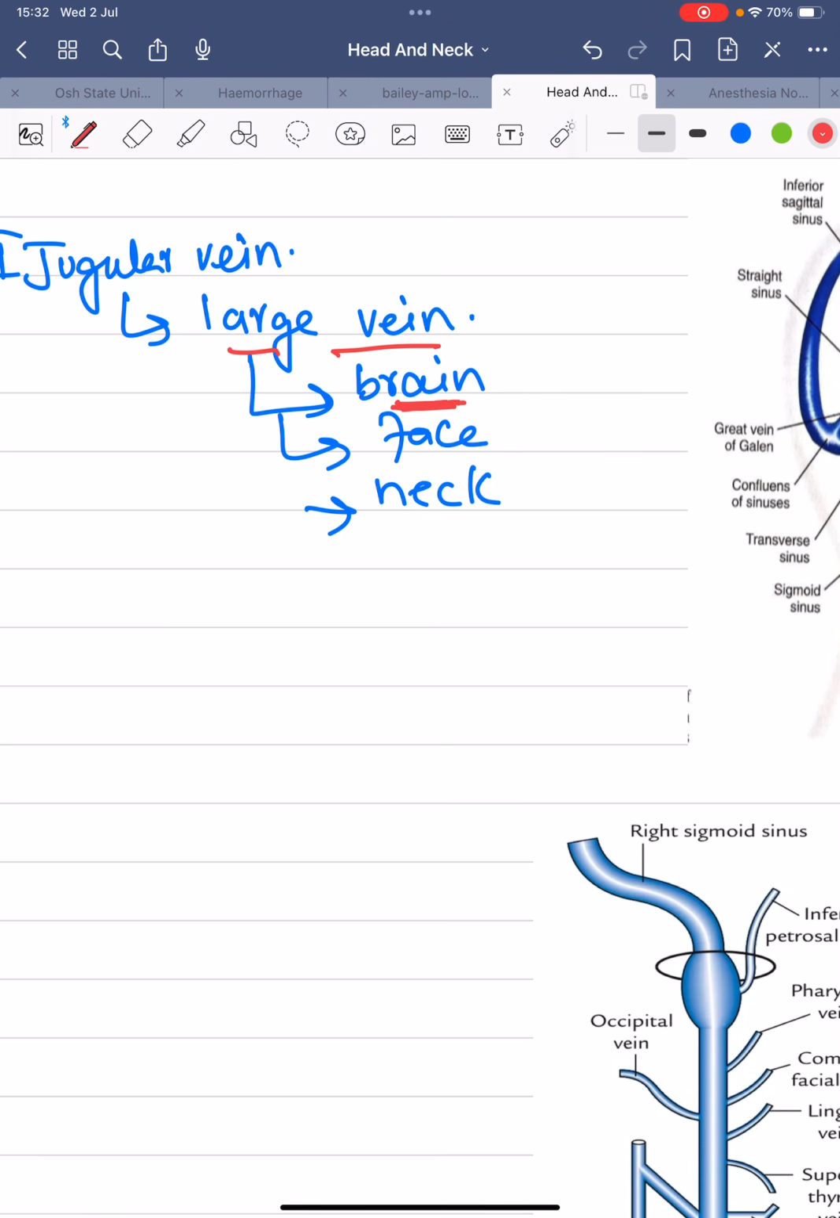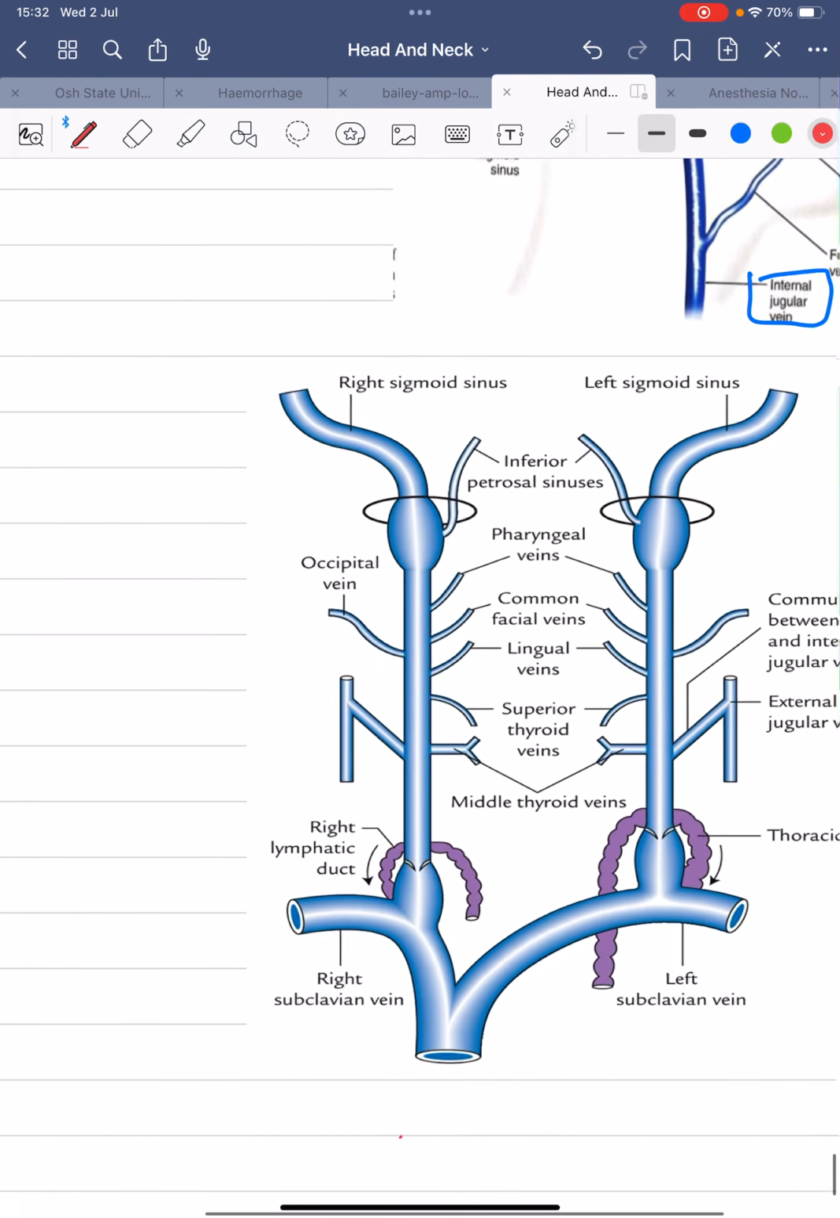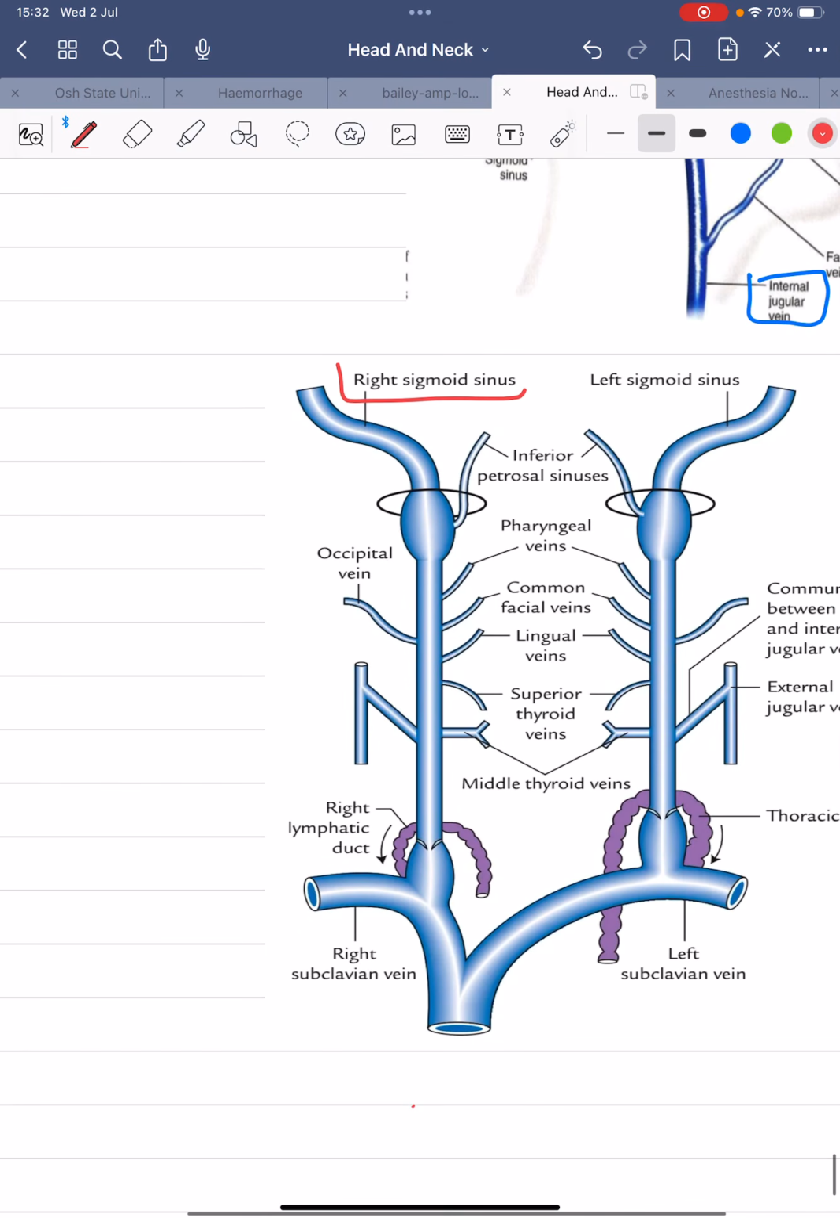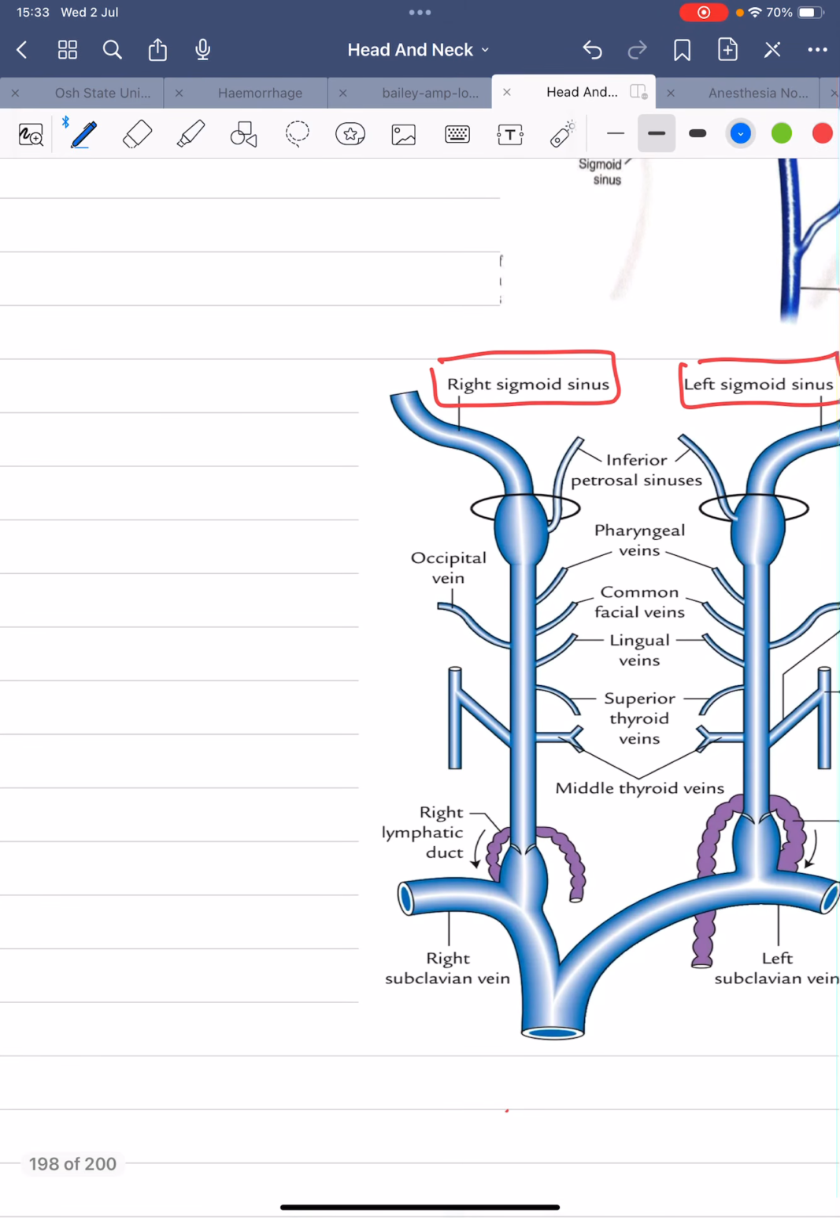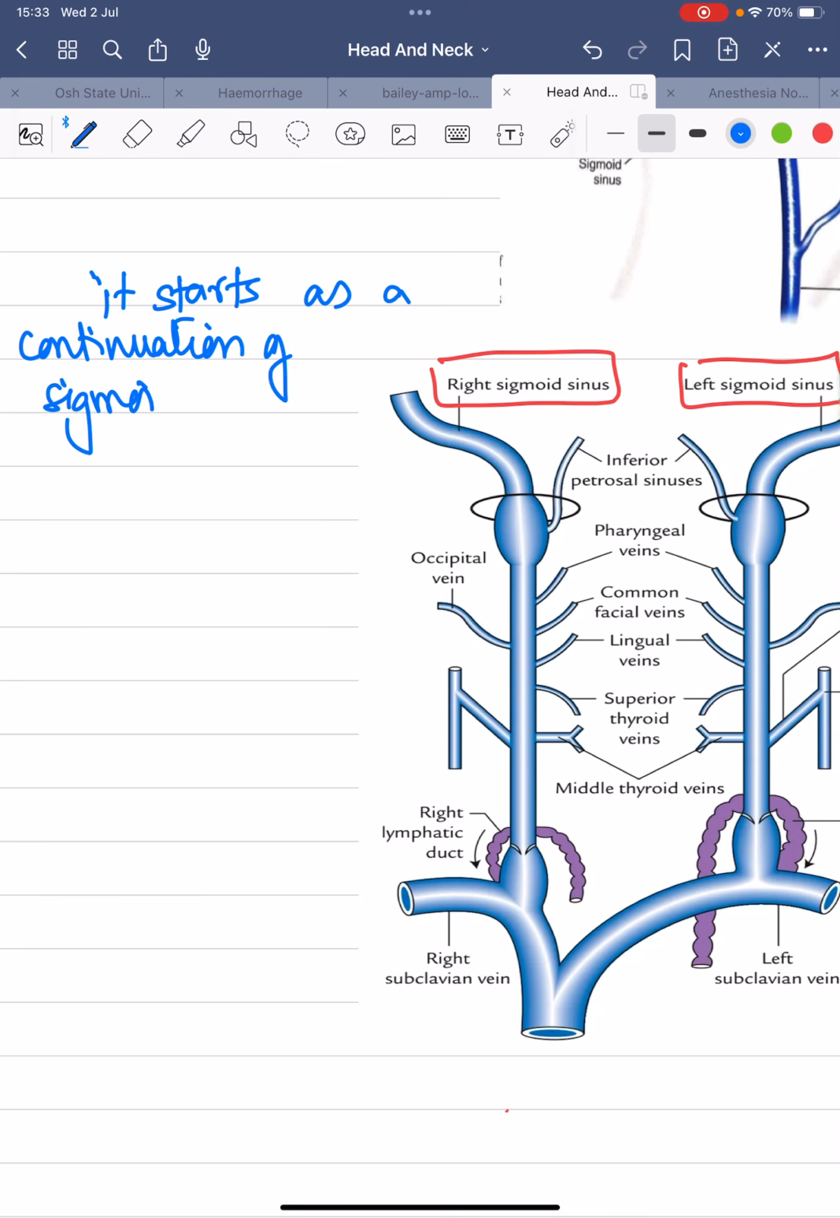Now how is it going to start here? So this is the sigmoid sinus on both sides. Okay, so it starts as a continuation of the sigmoid sinus. Okay, and as it starts here, this is the sigmoid sinus, and as it is passing through this, this is your jugular foramen.